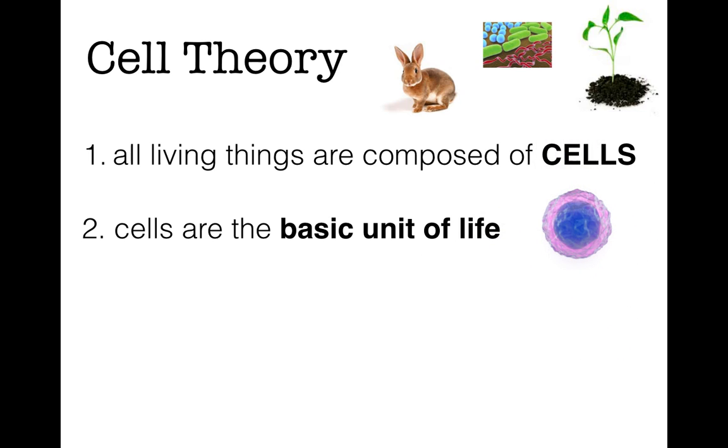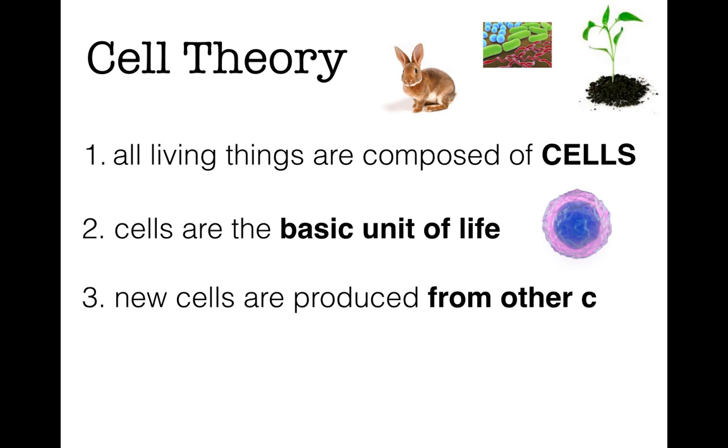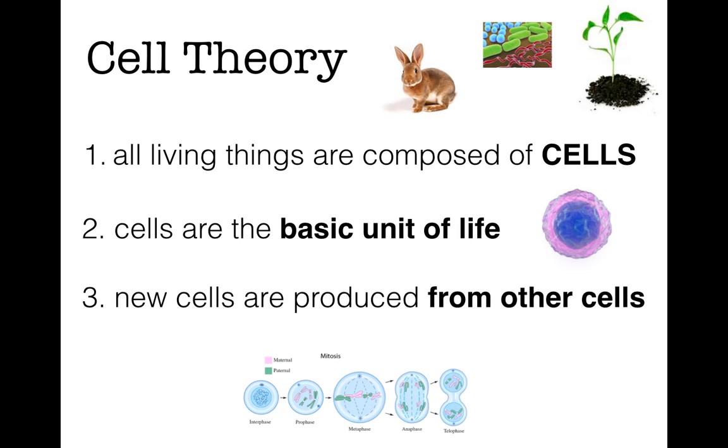A cell is the smallest unit that is considered living. One cell is alive. New cells are produced from other cells. Here a cell is going through a process called mitosis, where it's going to grow and split, and the result is two cells identical to the first cell.